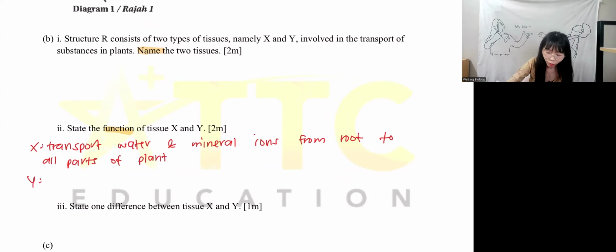For Y, phloem, transport what? Correct, transport organic substances. Can you just write minerals? Yes, you can. Organic substances, or you can say photosynthetic product. When to use mineral ions, when to use mineral salt for process, it doesn't really matter. In other chapters also it doesn't really matter. You want to write mineral ion also can, mineral salt also can.